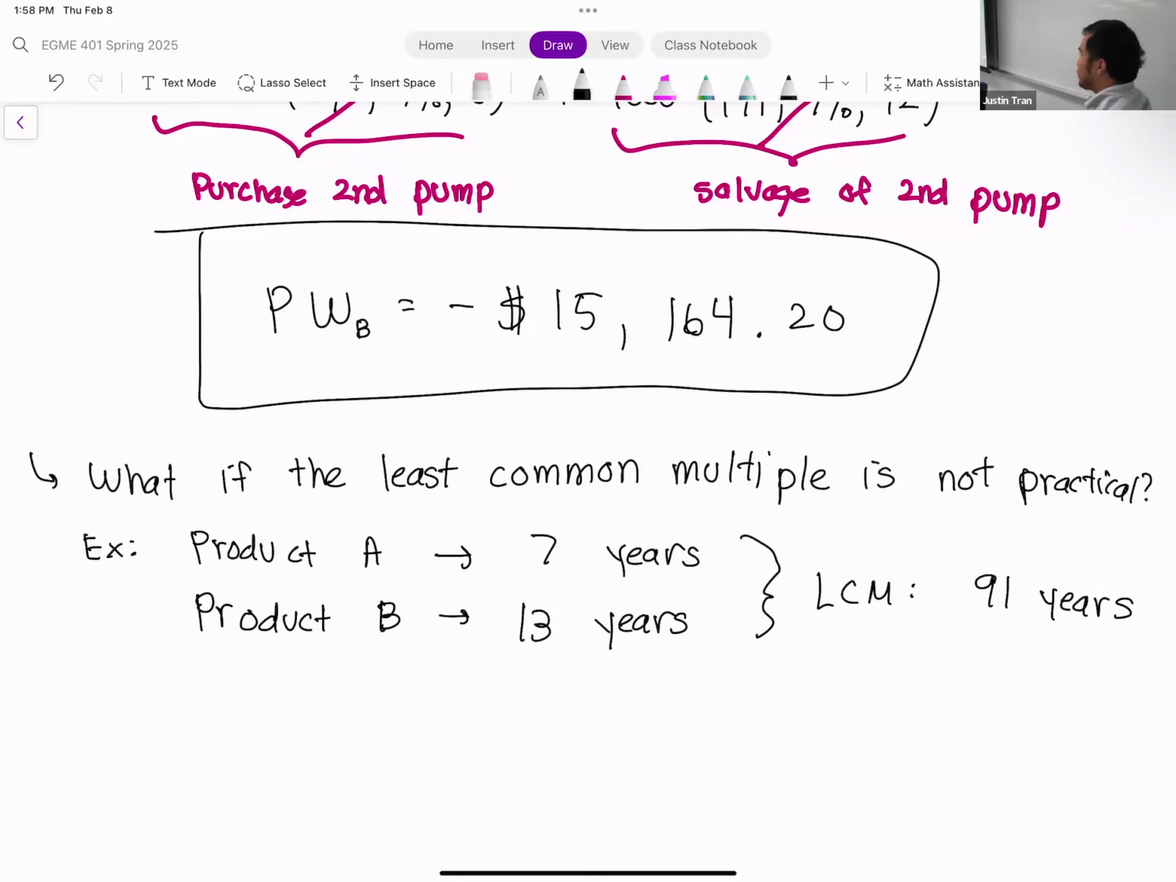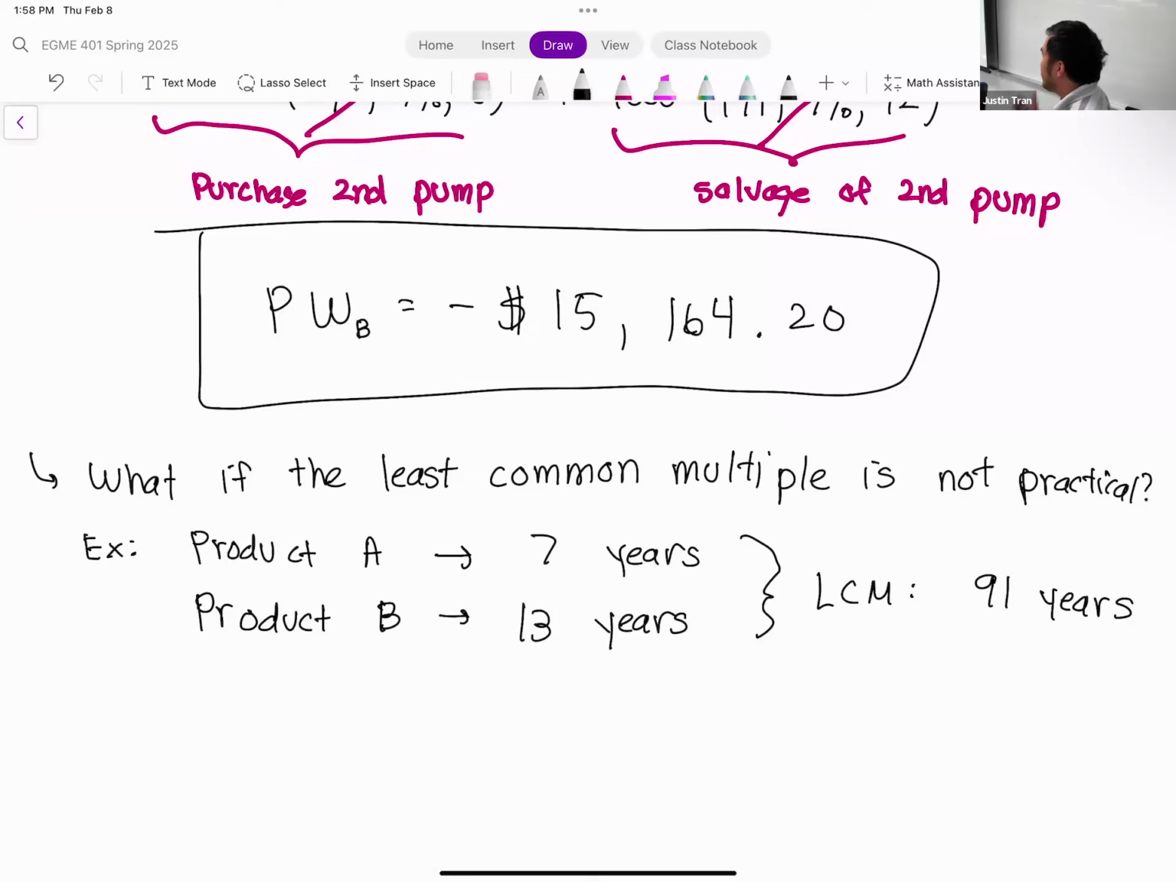And so if you were to do present worth analysis in the most traditional way, the way that we've been doing today, you'd have to extend their lives for 91 years. That means you have to buy product A 13 times and you have to buy product B 7 times. And so at that point, it gets a little bit ridiculous because 7 years and 13 years is already a very long time, but 91 years is an even longer time, right?